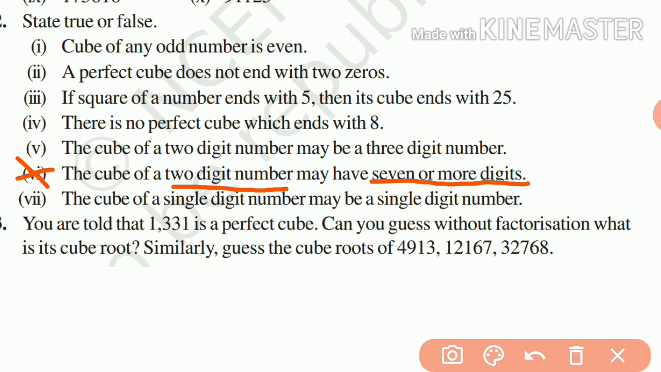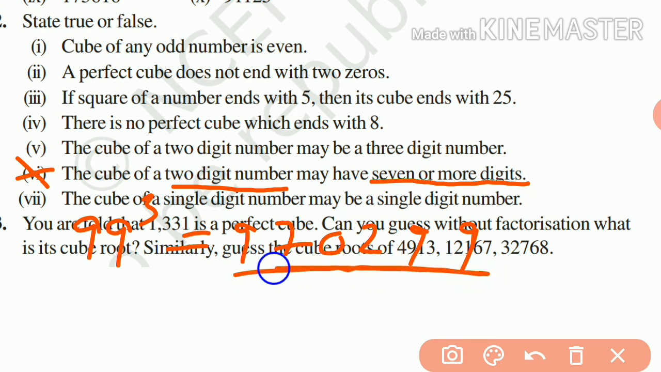Suppose the greatest 2-digit number is 99, and the cube of 99 is 970299, and this is a 6-digit number. A maximum of 6 digits is possible, but here it is given as 7 or more digits, so this statement is false.